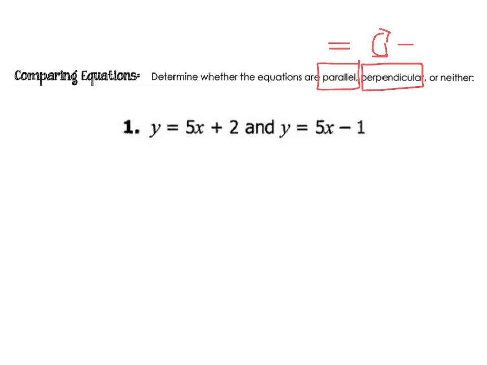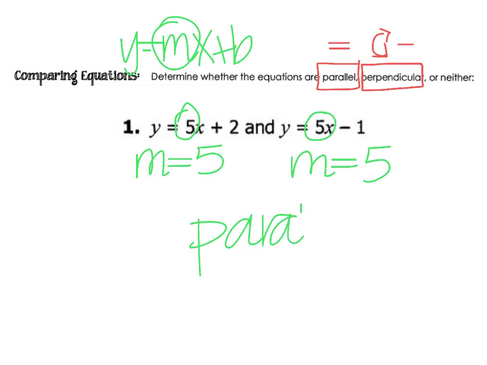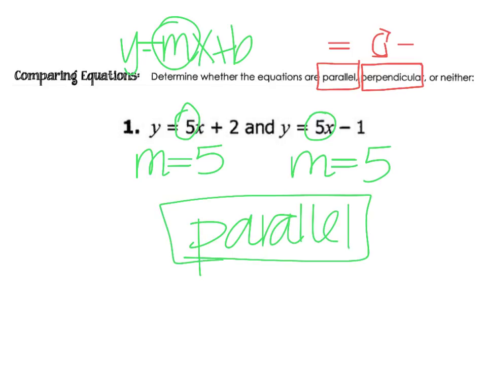All right? So for number 1, our goal is to get them in slope-intercept form, because if they're in slope-intercept form, we can easily identify the slope, right? Slope-intercept form is y equals mx plus b, where m is our slope. So we can identify the slope of this first line. M, or our slope, equals 5. In our second line, m is 5 as well. Our slope is 5. Therefore, they have the same slopes, and we can say that these two lines are parallel. And that's it.